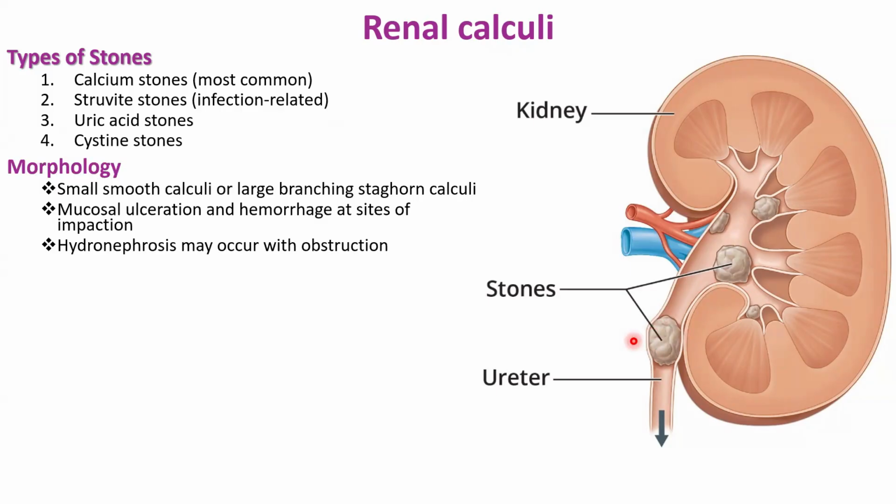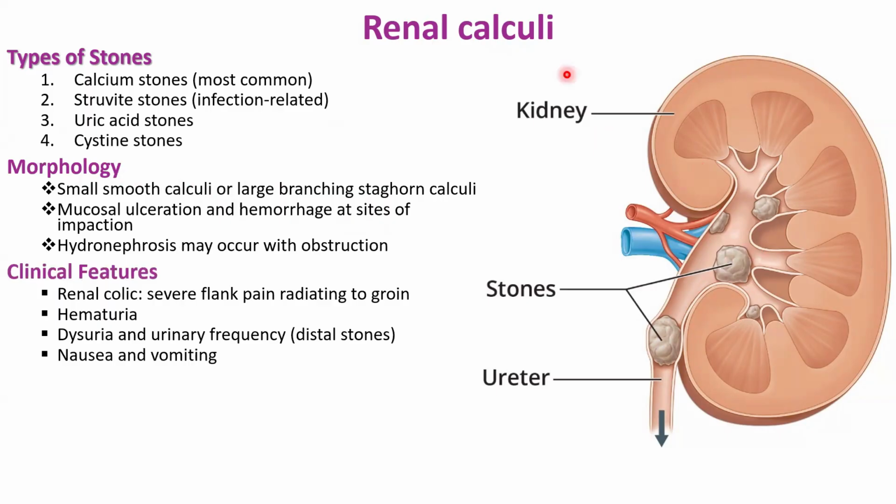The morphology of renal calculi is that they are small, smooth calculi that will be found in the urinary system. What they do is block the urinary system, giving you hydronephrosis. Clinical features, just as in renal obstruction, will give you flank pain, hematuria, dysuria. Dysuria is pain while urinating, and nausea and vomiting.